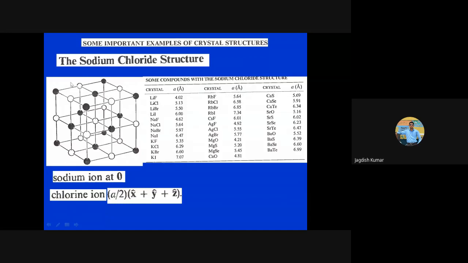So this way, you will see that you are getting all those chlorine atoms corresponding to each sodium atom when repeated according to this law. And that is what makes our simplified sodium chloride structure. But if we don't understand the concept of lattice and basis properly, we can't convince anybody that yes, it is an FCC structure.